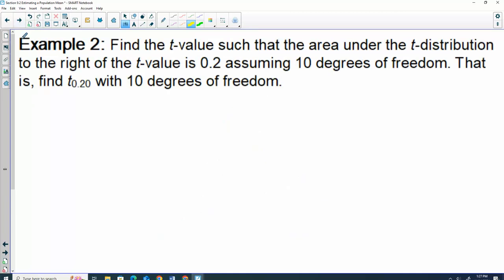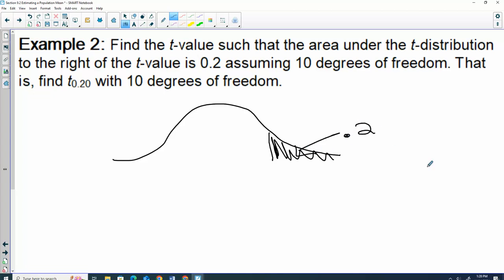All right, so first we're going to talk about how to read this. If I want the t value, such that the area under the t distribution to the right of the t is 0.2. So t looks kind of like a normal one. Area to the right, so this is 0.2. Assuming 10 degrees of freedom. So in other words, find t at 0.20 with 10 degrees of freedom. So let's go to our formula sheet.